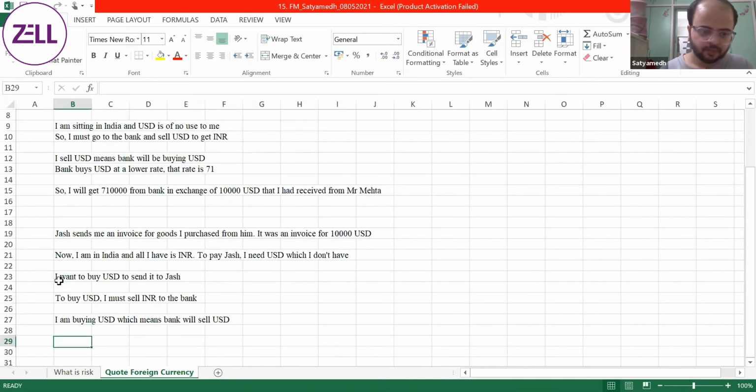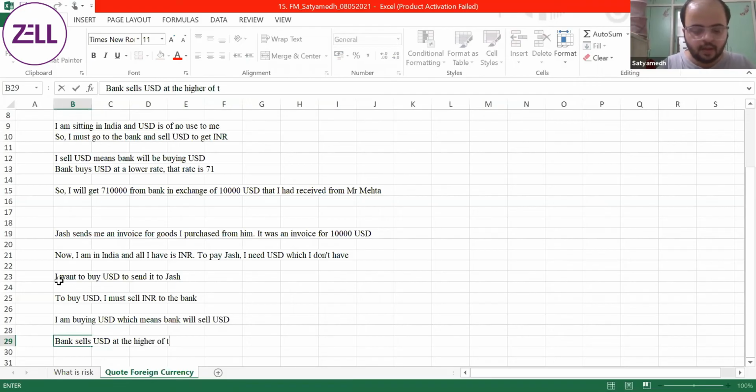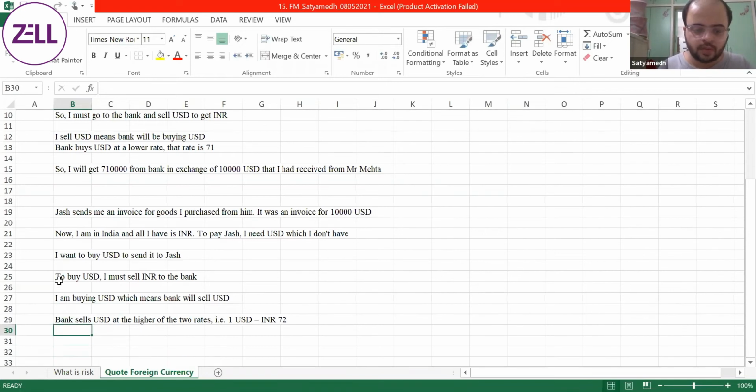And we know that bank sells at a higher amount and buys at a lower amount. So bank sells USD at the higher of the two rates, that is 1 USD is equal to INR 72. So my cash outflow will be how much? 10,000 into 72 is equal to 7,20,000. This is how foreign exchange rate is quoted by the bank, and this is what that foreign exchange rate means.